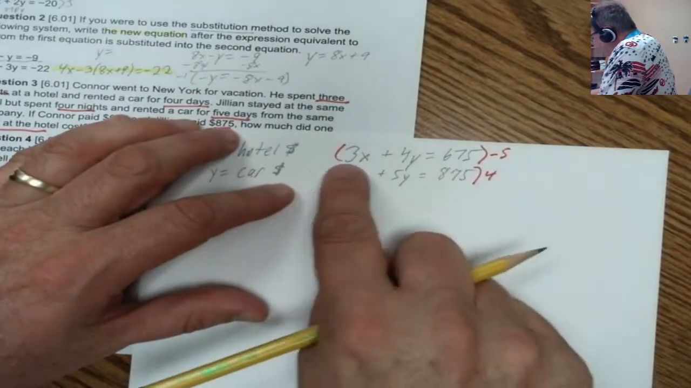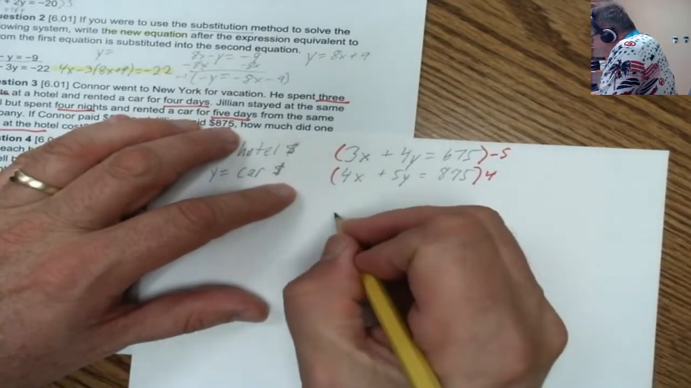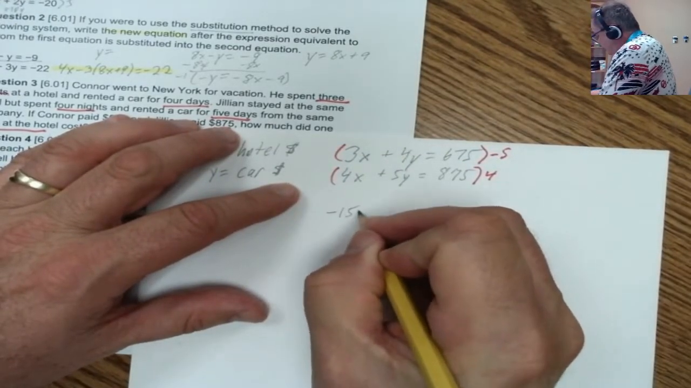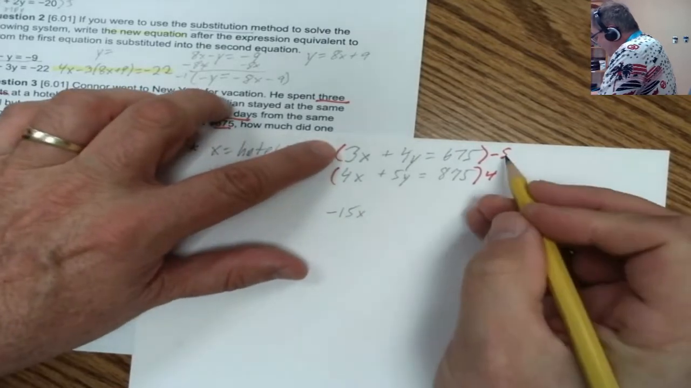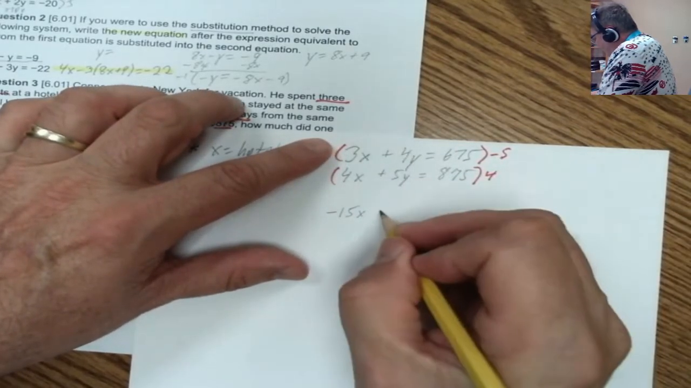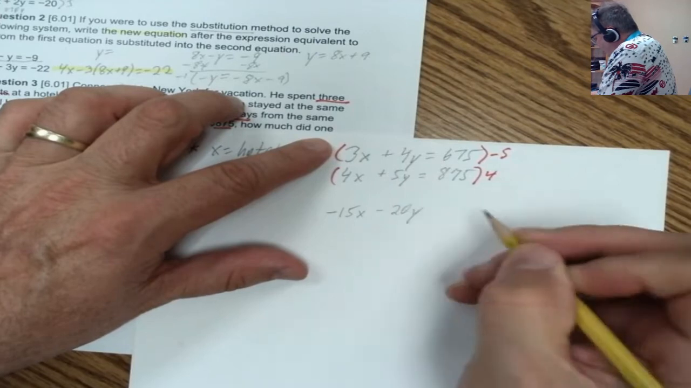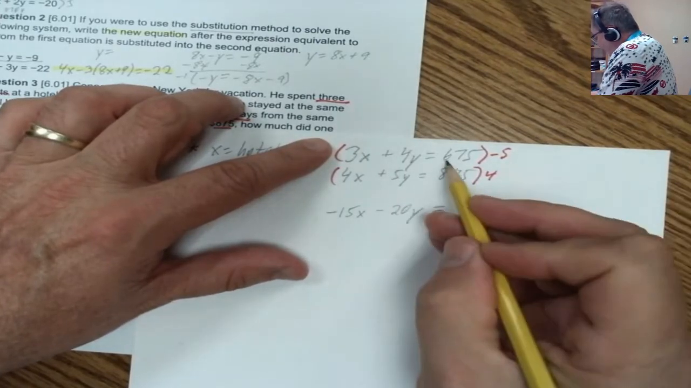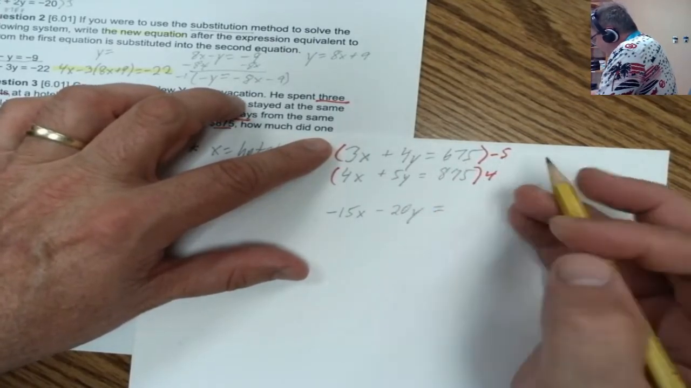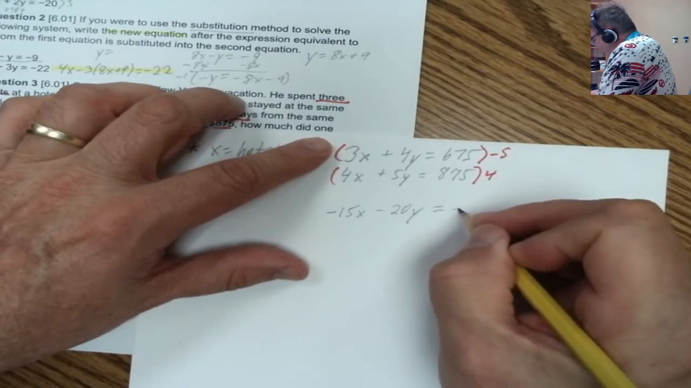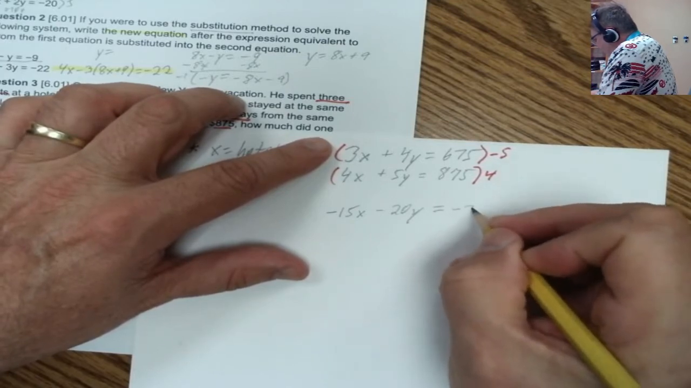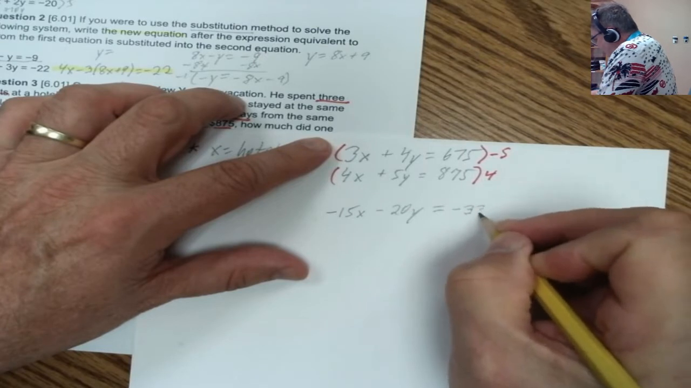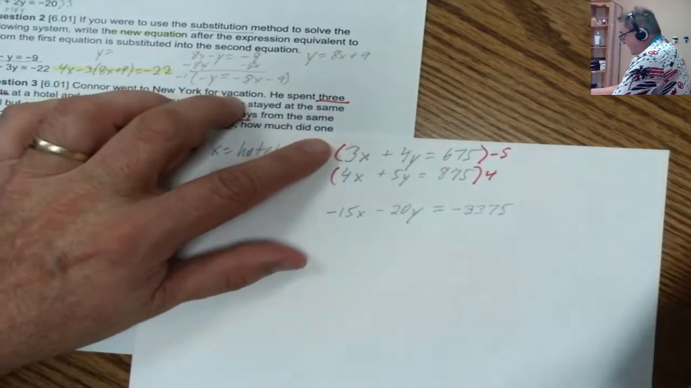So negative 5 times everything up there. It'll be negative 15x, negative 5 times 3x. And then this will be negative 20y. And then this is 675 times negative 5, so that's going to be negative 3,375, because that's 675 times negative 5.